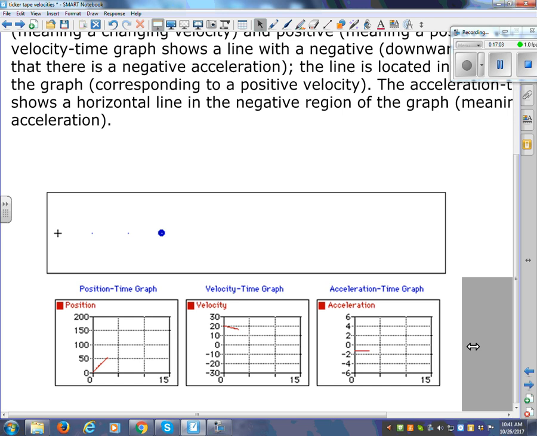Now, remember when I was talking about these derivatives and I said velocity is the derivative of position and acceleration is the derivative of velocity? Someone usually says to me, Mr. Bennett, is there a derivative of acceleration? There is. I'm glad you asked. Guess what it's called? It's called the jerk.